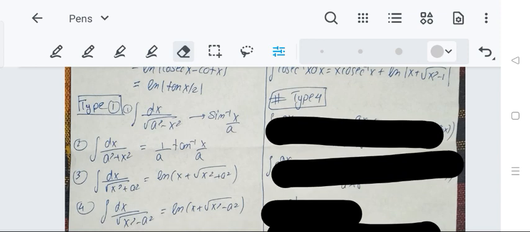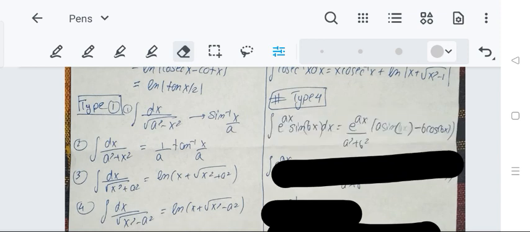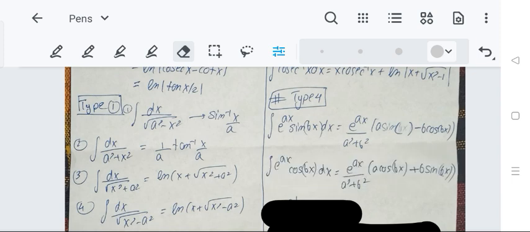Now for type 4, this and this are not very much used, but sometimes these questions are asked in JEE Mains and JEE Advanced. The integration of e raised to the power ax multiplied by sine of bx dx is e raised to the power ax divided by a square plus b square multiplied by the bracket a times sine bx minus b times cos bx.